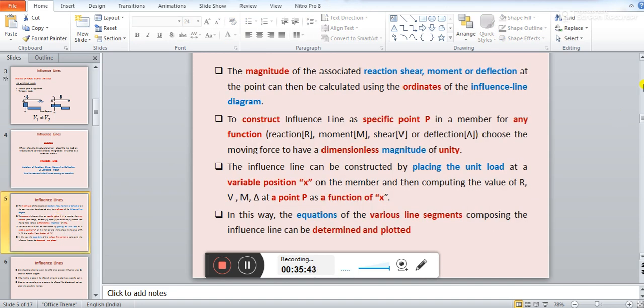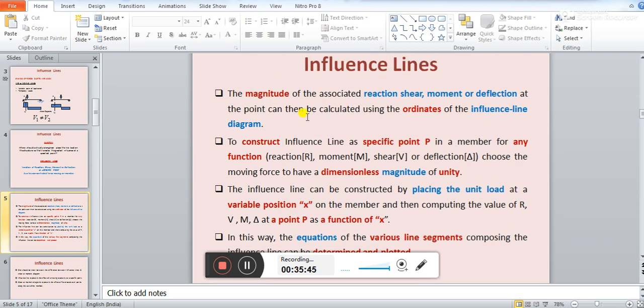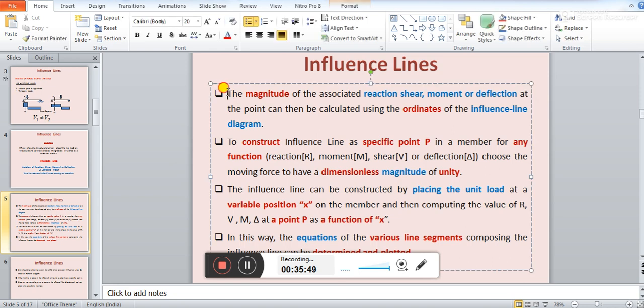So what are you actually going to get? The magnitude of the associated reaction, shear, moment or deflection. Whatever the shear force, reaction, moment or deflection at a particular point you want to calculate, then what can you use?